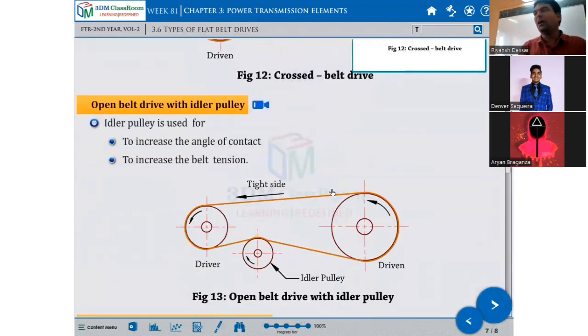Open belt drive with idler pulley. See, this is your driver, this is driven, and we have inserted one small idler pulley. Additional means now there are 3 pulleys.